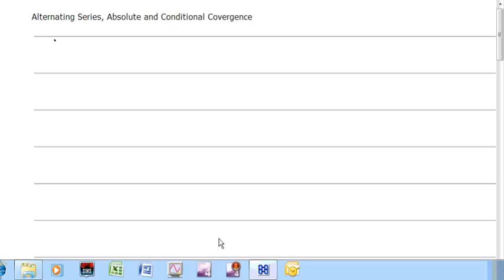Alright, section 8.6 deals with alternating series and absolute and conditional convergence. First I'm going to talk about alternating series. Alternating series looks like something like this, where we have alternating. The alternating, of course, and you know this, refers to the, let me write out a few more terms here.